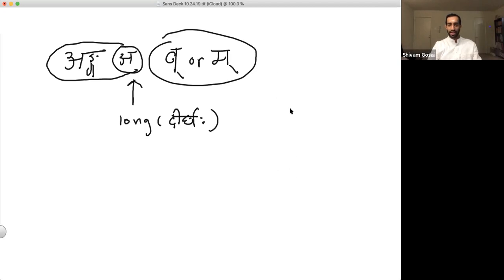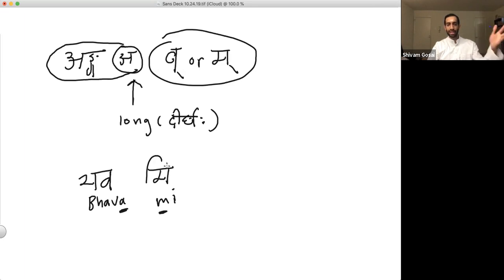Now, look at the case that we have here. We have bhava, and so we have an akara at the end, right? We have an akara at the end of the anga, and now we're adding mi. Now, here it's mi, right? Makara is first. So it's followed by makara. Even though in the script it looks like E is first, when you say mi, makara comes first. So this becomes long, and you get bhavami.